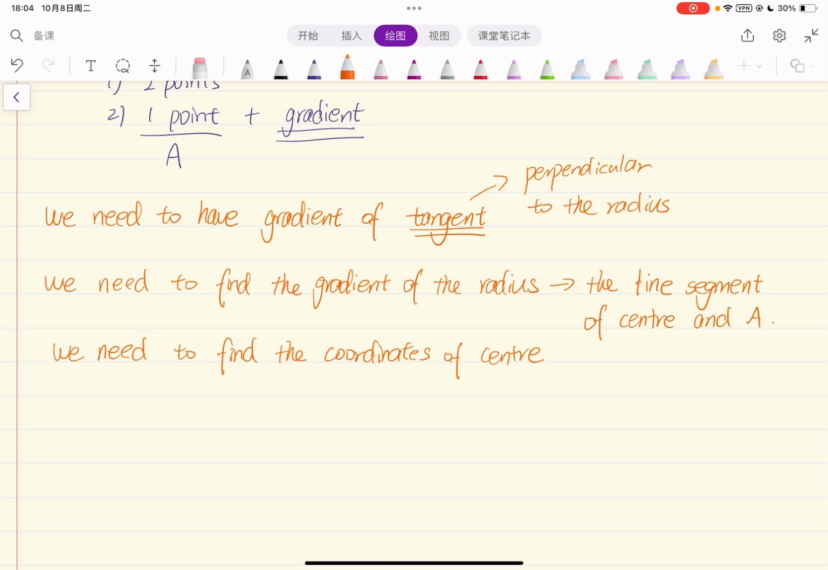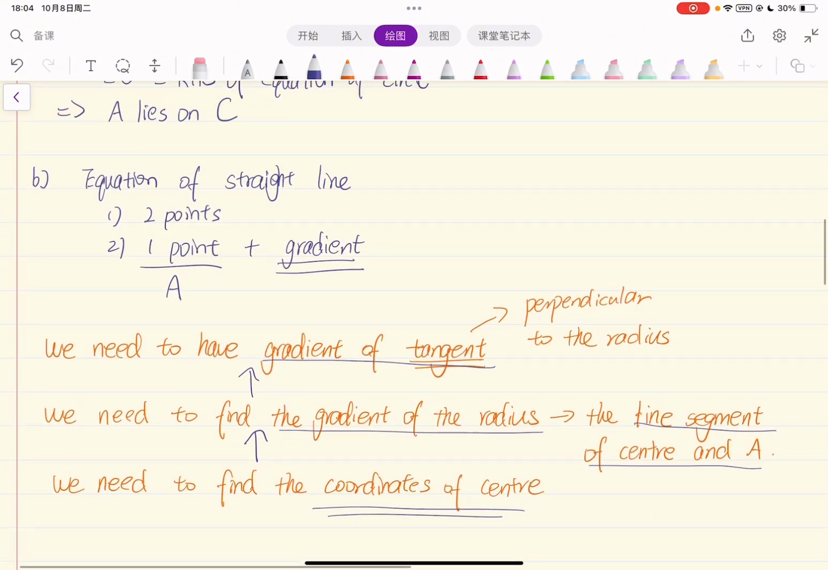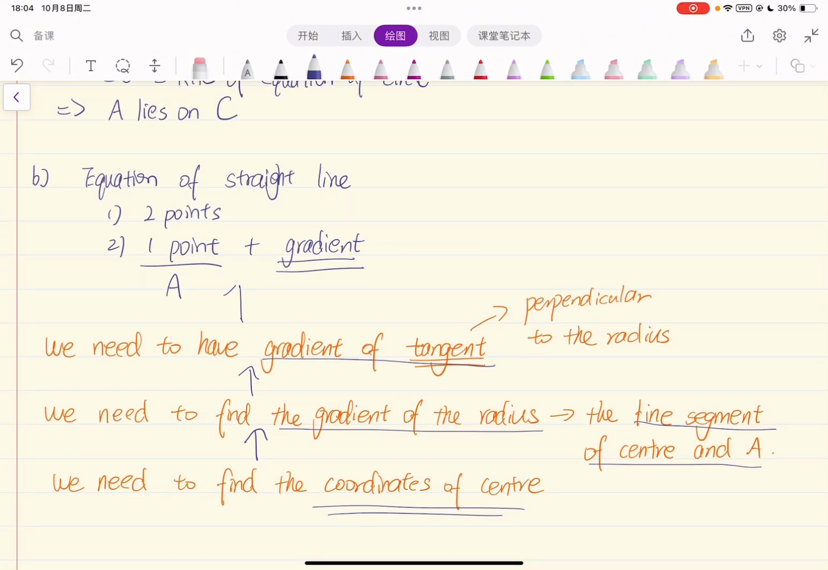Thus, we have the whole process we need to do to solve this question. Firstly, we need to find the coordinates of the center, and then find the gradient of the radius, that's the line segment of center and A. In this case, we can find the gradient of the tangent so that we can find the equation of the line.